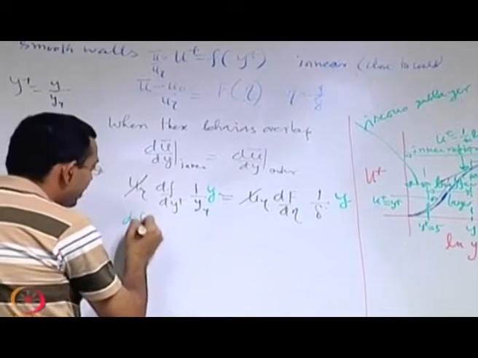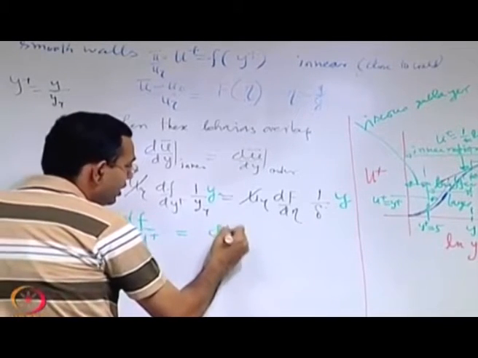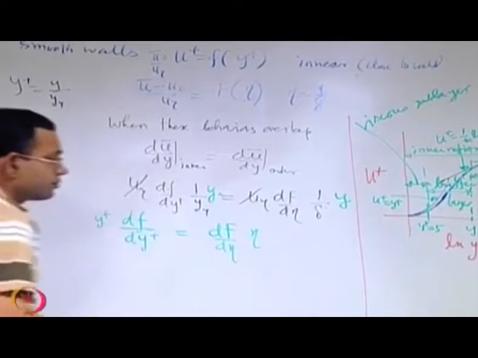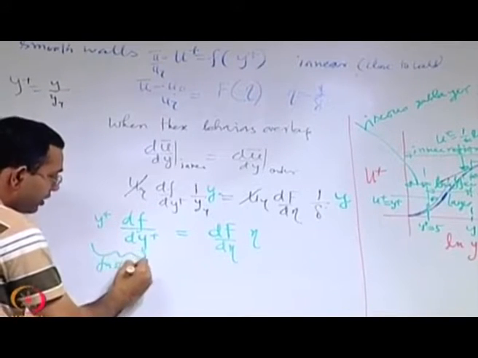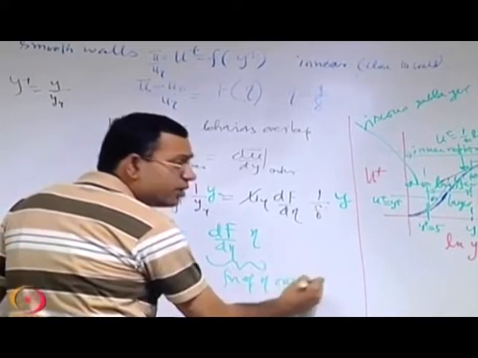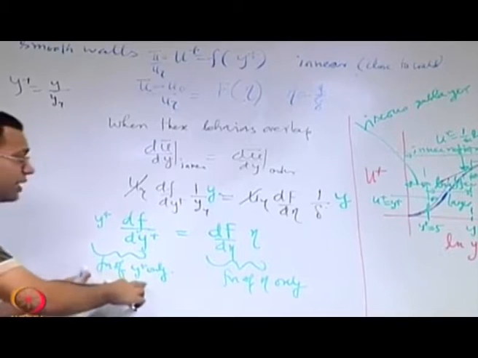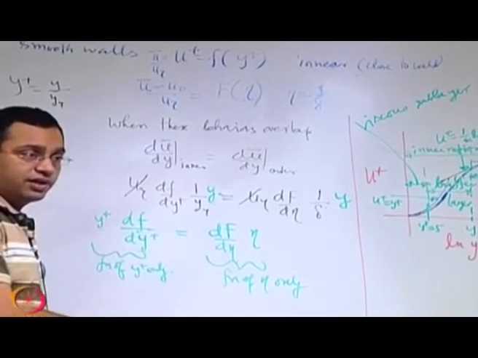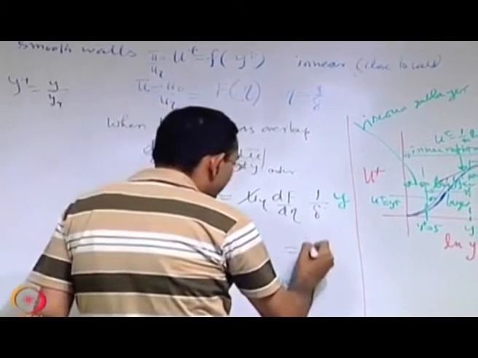So what you get is df dy plus into y plus is equal to df d eta into eta. Look at this form: this is a function of y plus only and this is a function of eta only. Eta and y plus are two different variables, y plus is the inner variable and eta is the outer variable. One does not directly know the other. The reason is straightforward: this is dominated by viscous effects, this does not understand so much the viscous effects, this is dominated by the turbulence effects. So that means each is equal to a constant, say k.